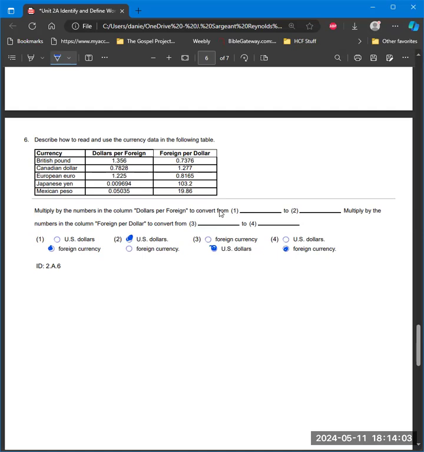We can also, if we want to go from foreign currency to US dollars, divide by the number in column 2. If we want to go from US dollars to foreign currency, we can divide by the number in column 1 here, the dollars per foreign column. So these numbers are reciprocals of one another.